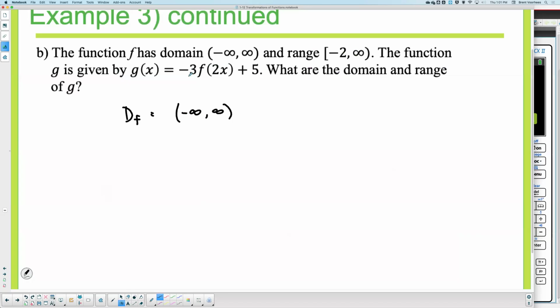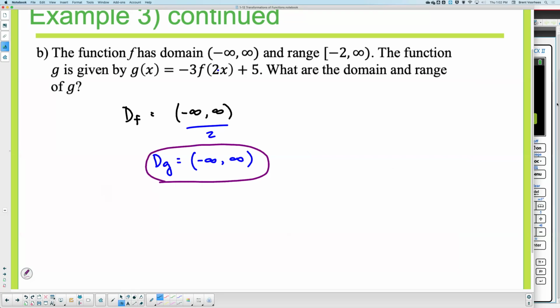g is given here. How do I change the domain? How does this say to change the domain? You're looking on the inside. It says to multiply. It's a liar, though. So what do we do instead? We're going to divide by 2, both values. Both values get divided by 2. And just like that, we'll have the domain of g. What is negative infinity divided by 2? Negative infinity. What's infinity divided by 2? Still infinity. There's my domain of g.